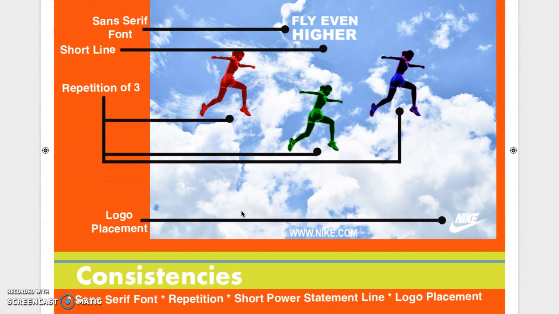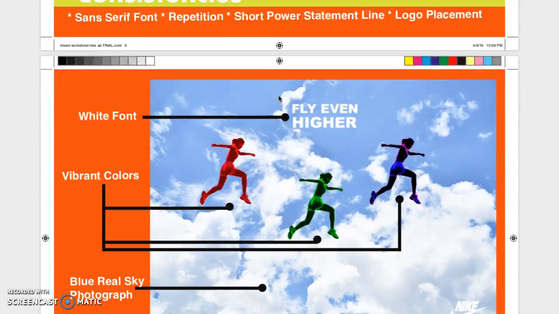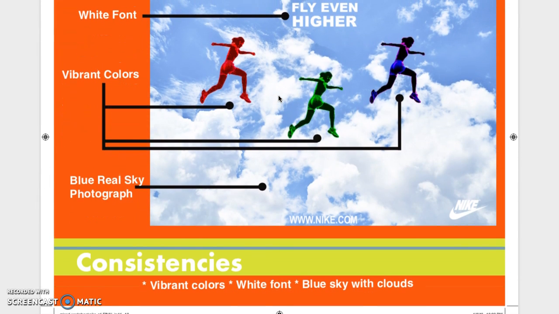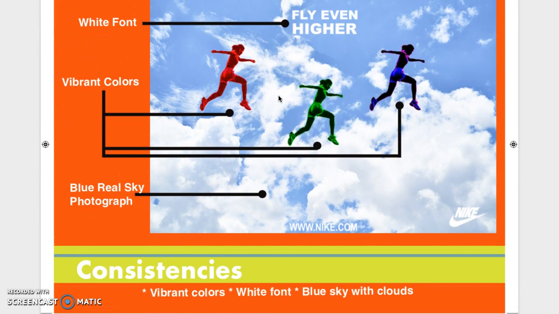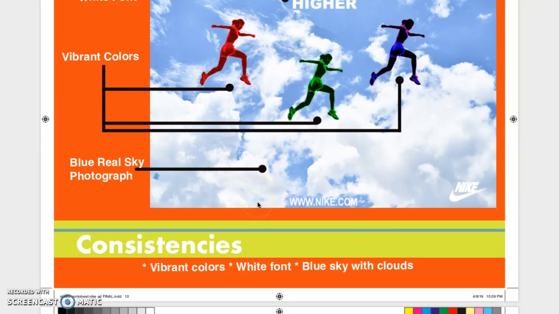So here some consistencies lie. Like I mentioned before, the logo is in the bottom right corner. You have 3 repetitions, and you have a short and punchy catchphrase line, "Be on cloud 9, fly even higher," both attract you to take an action as well. Some other consistencies that you will find are the white font, the vibrant colors. You have the repetition of the 3 girls, as well as a blue real sky photograph.